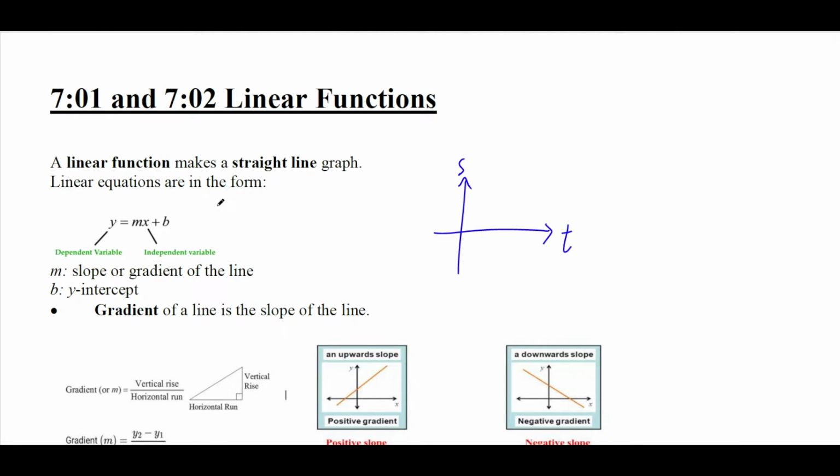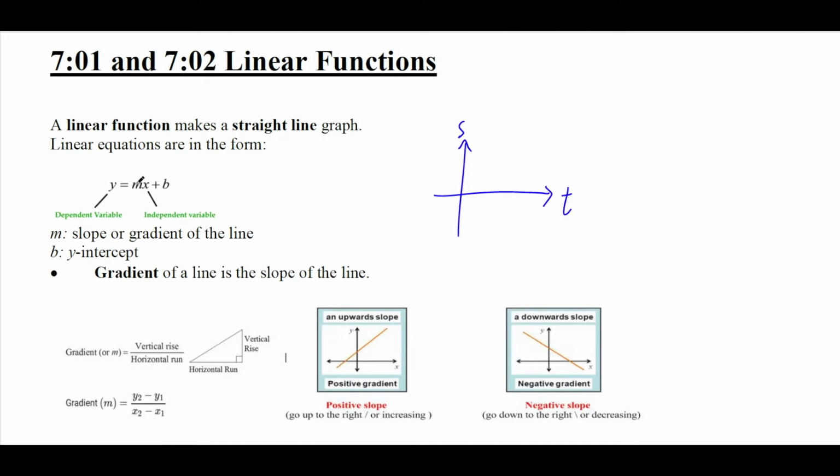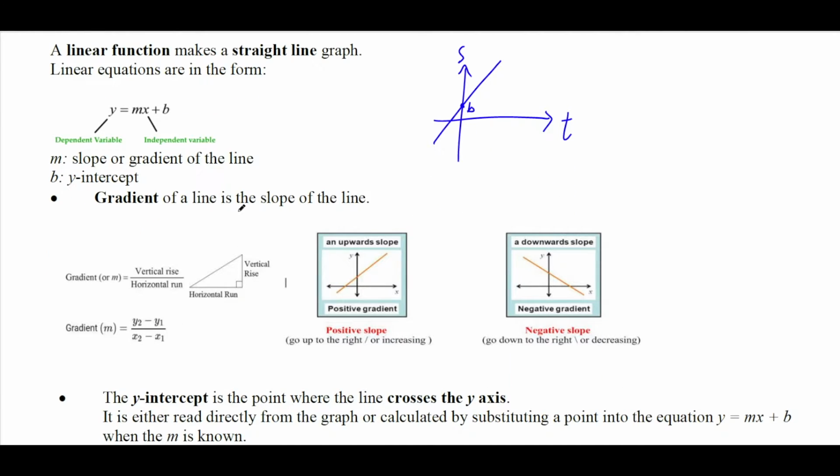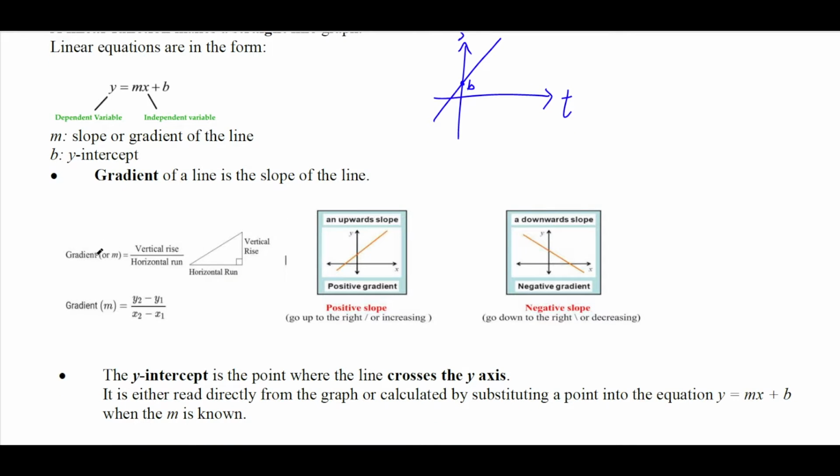So m is the slope, the gradient of the line. I'm sure you already know. B is the y-intercept. If you have a line that looks like this, this point is the y-intercept, so this is your b. The gradient of the line is the slope of the line. To find the gradient, you can draw a triangle and then find the vertical rise over the horizontal run. I'll go through some examples in case you have forgotten. Basically, a line that's going up from left to right has a positive gradient, and a line that's going down from left to right has a negative gradient. So be aware of that.